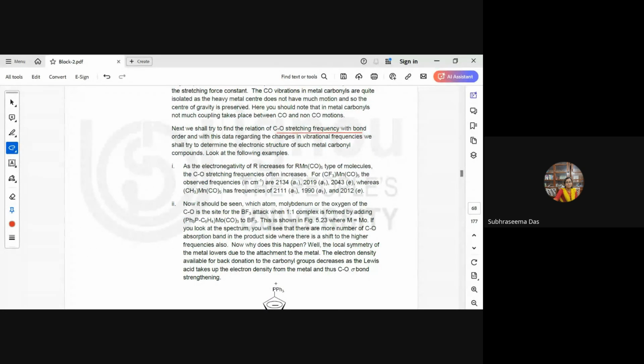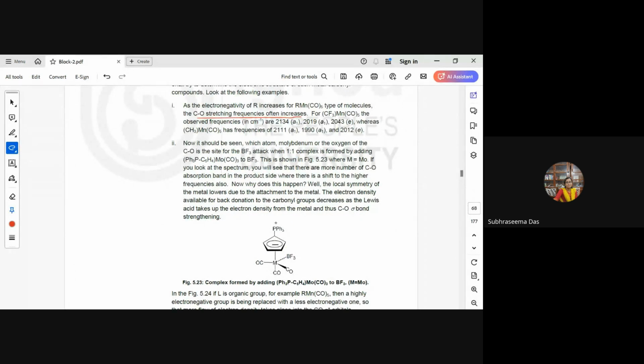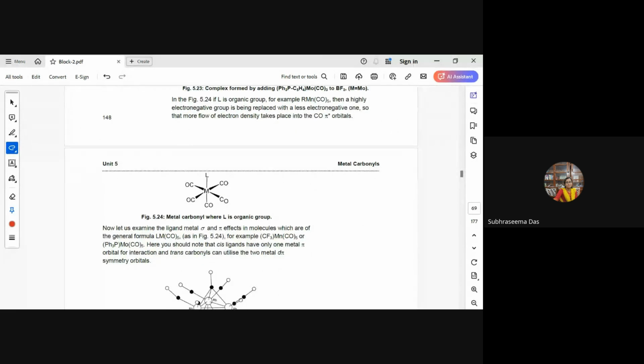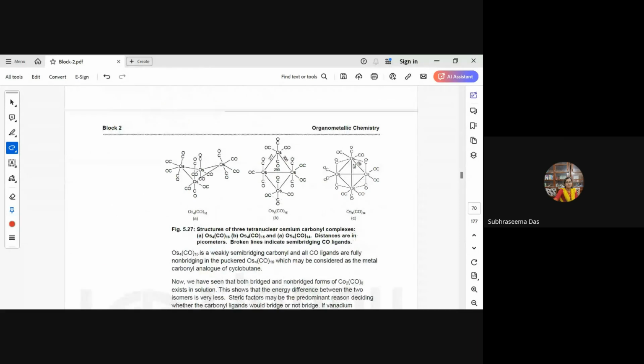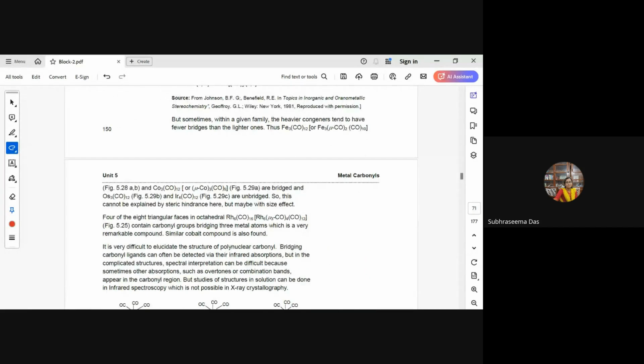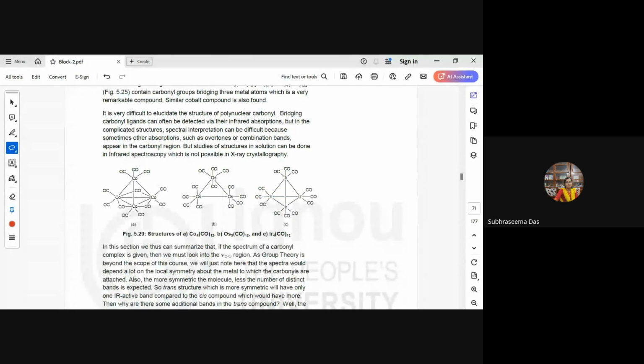First, as the electronegativity of R increases for different types of molecules, the CO stretching frequency also increases. Then we should look into which type of atom the CO is attached to, and the type of complex formed. Further, we will find out the IR spectra, and then we will decipher the structure. So this is how the various structures have been assigned. This is all about IR spectroscopy and the various structures that have been elucidated.